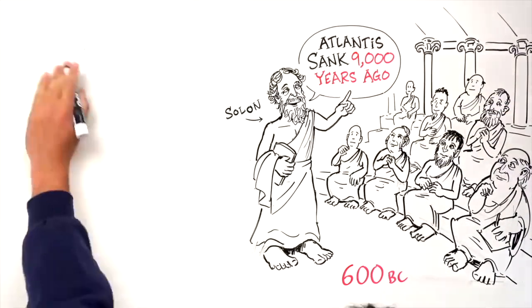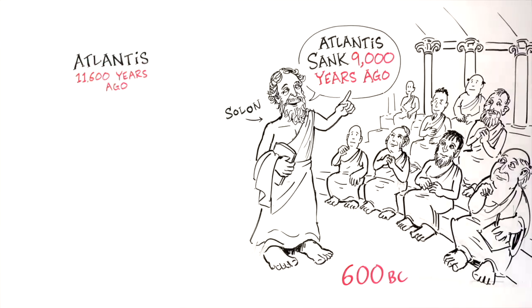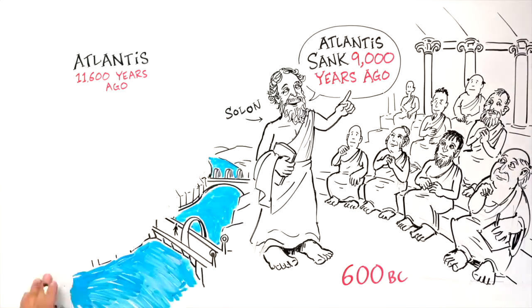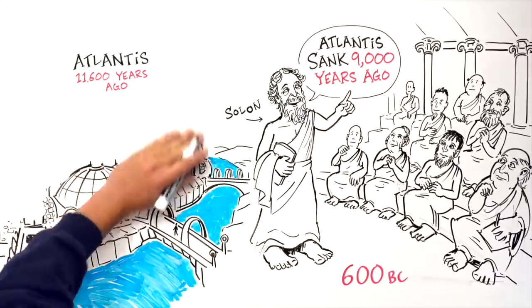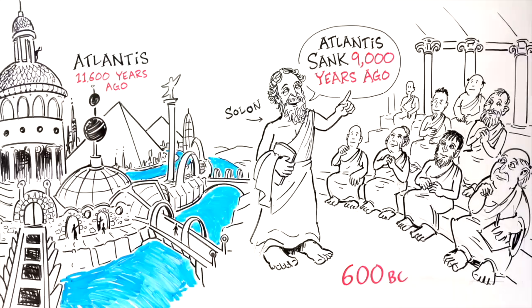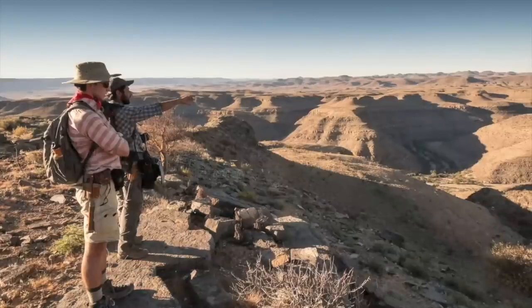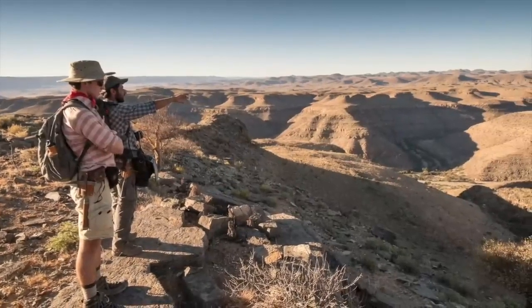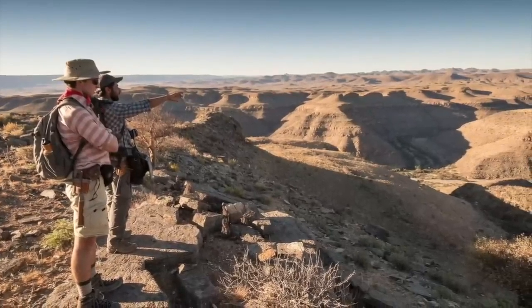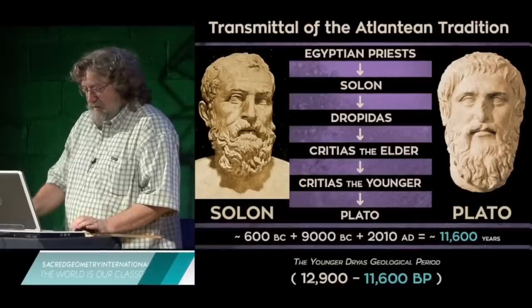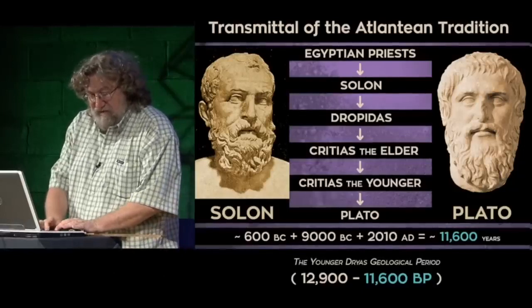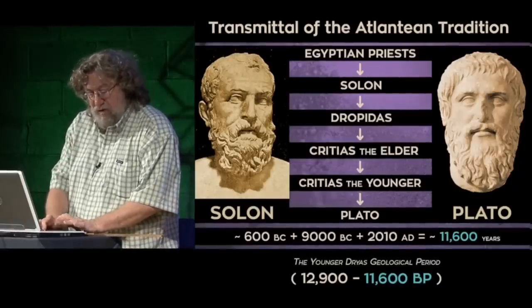And Solon basically made that journey around 600 BC. So if you add the 9,000 years to the 600 BC, we come up with a date of about 11,600 years ago for Plato's date for the demise of Atlantis. Well, it's very interesting that the date 11,600 years has been independently discovered by geologists looking at the tempo of various catastrophes that have occurred on Earth. And to those catastrophes is where I'm now going to turn.